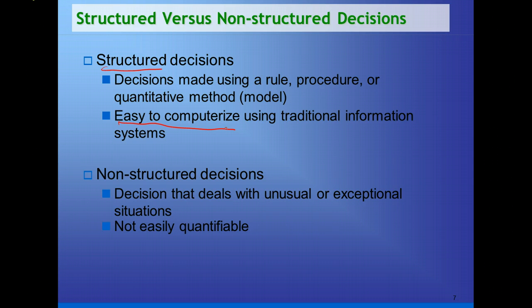Now the other kinds of decisions that are not so easy to make are non-structured decisions, where the decision deals with unusual or exceptional situations, and they are not easily quantified. When we say not easily quantified, it means that it's not easily translated to a single number. For example, perhaps in a retail shop, in a boutique, you have to decide whether you want to sell a new kind of product. Now, this is not easily quantifiable, and it's quite unusual.